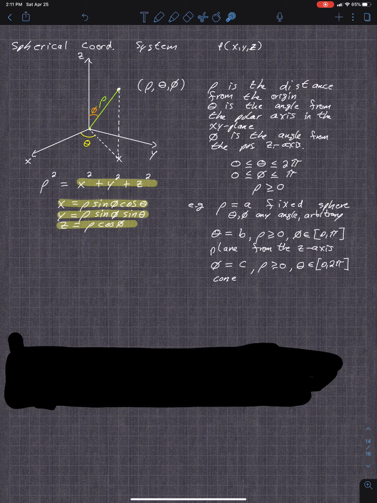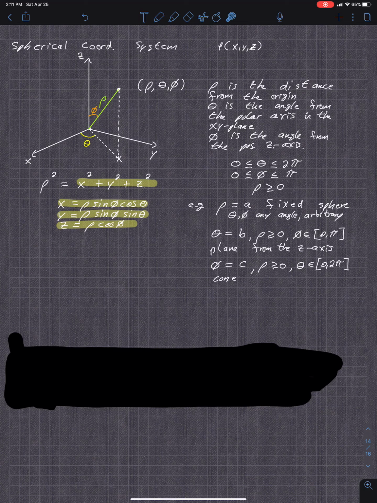Then, what if we have that theta is fixed? So theta goes out and stops. So then what do you get? Rho is anything, and phi goes from 0 to pi. It goes down like that. So if that's fixed, you get all of these values and then all of these values all the way down. So you get basically a plane, but it stops right here. So it's a plane that goes out like that. So you can see a plane from the z-axis.